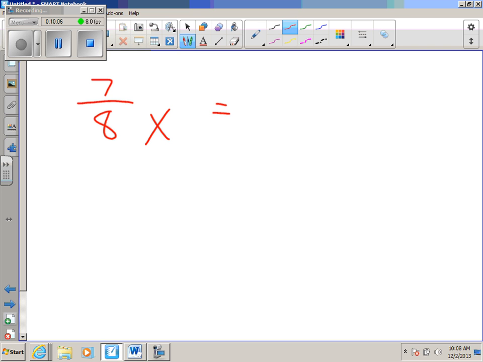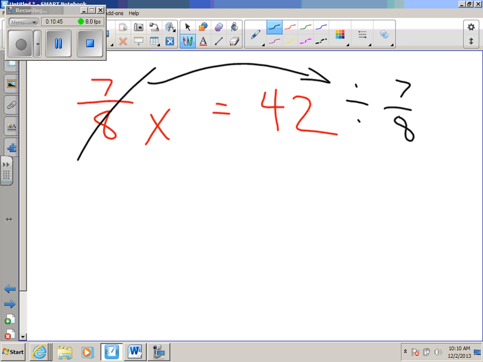7/8 x is equal to 42. Your turn. Okay, what is currently happening to our variable x? When the number is jammed up right next to it with nothing in between, that means multiplication. Since it's an equation, I do the opposite of multiplying, which is I'm going to divide this 42 by 7/8. Once you get to this point right here, it looks like any other problem that you've done where you divide using a fraction. That's it. So if you can get from there to there, you're going to be fine.